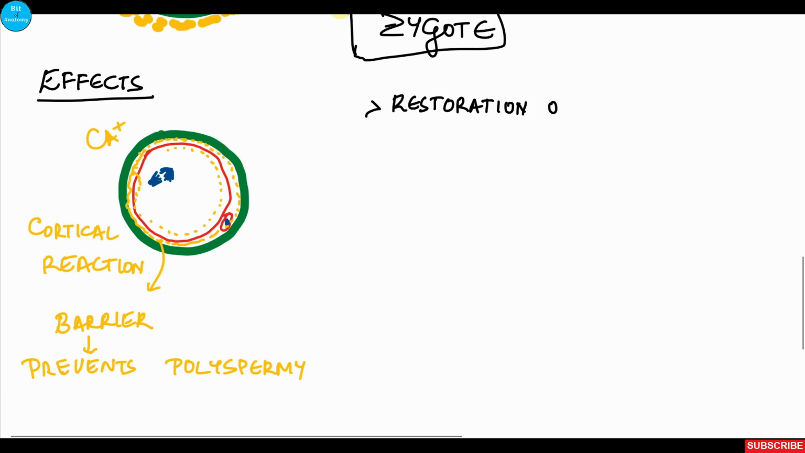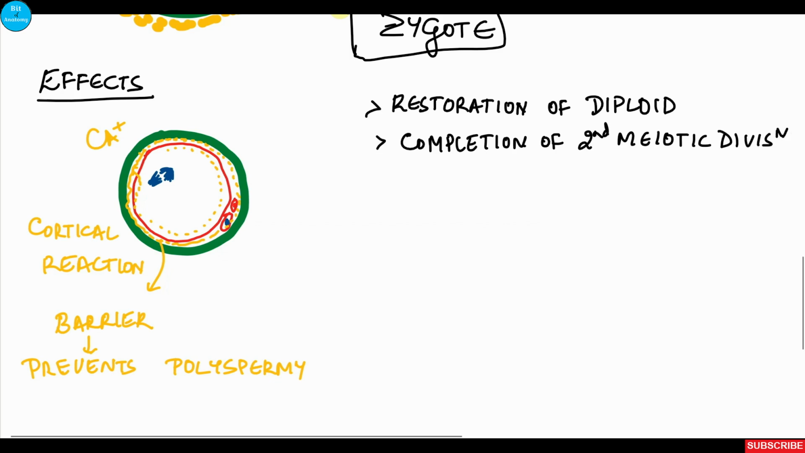Then there is restoration of diploid chromosomes. Initially the sperm and the oocyte contain haploid chromosomes, and the zygote contains diploid chromosomes. There will also be completion of the second meiotic division of the oocyte. If you remember, during ovulation the secondary oocyte is released and not the mature ovum. The secondary oocyte completes the second meiotic division only if there is fertilization. If fertilization does not occur, the secondary oocyte is shed off during menstruation. During completion of the second meiotic division, a second polar body is also released into the perivitelline space.